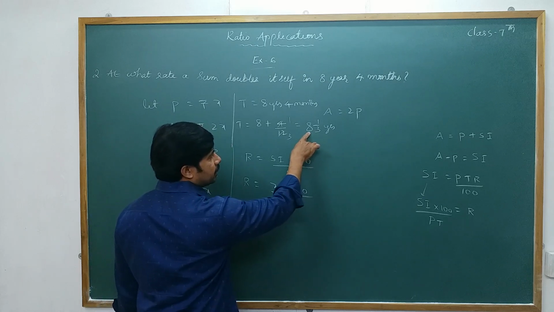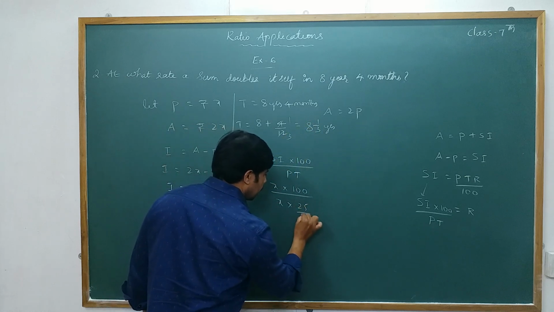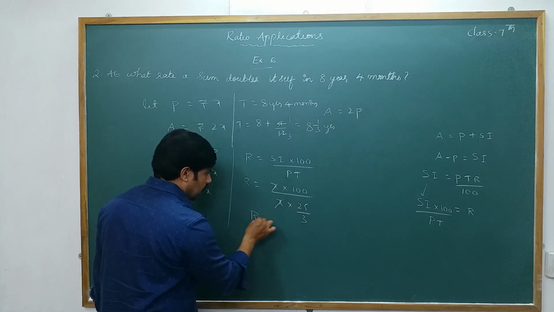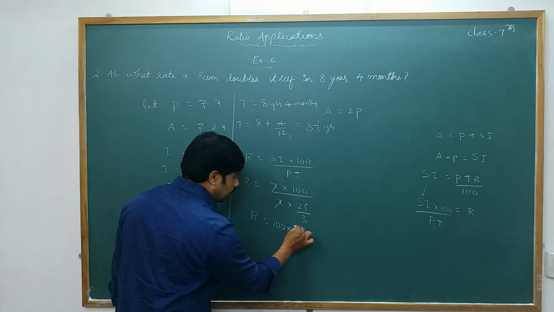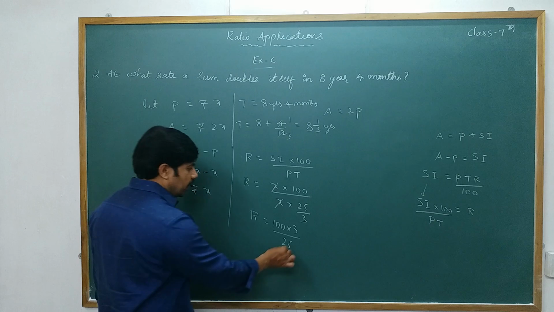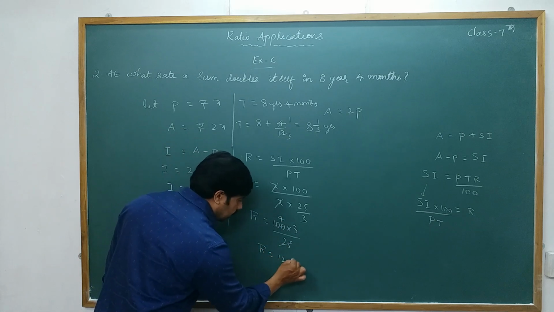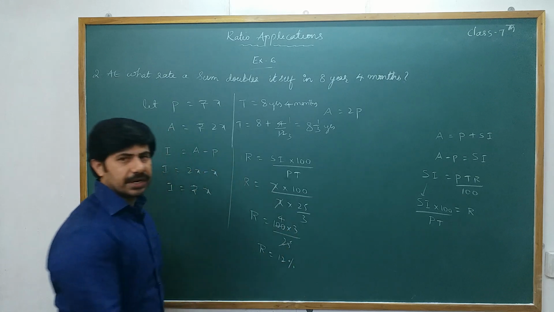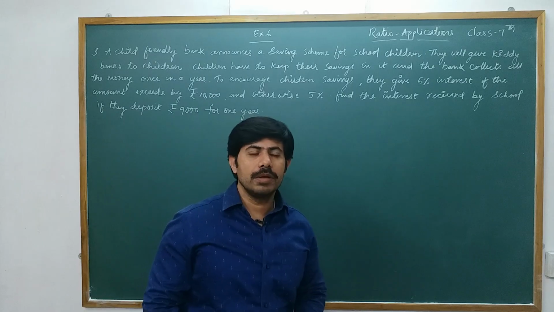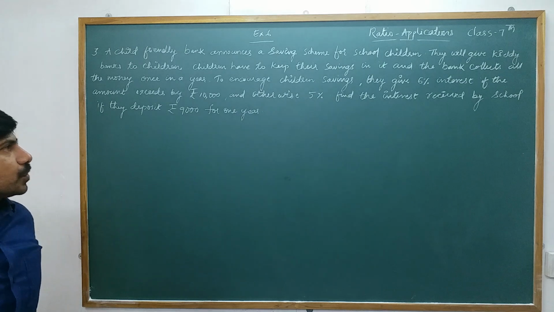8 1 by 3. 8 threes are 24. 24 plus 1 is 25 by 3. So here X cancels. R is equal to 100 into 3 by 25. That 3 goes to the numerator. So 25 ones are 25, 25 fours are 100. So what is R? R is nothing but 12%. So what is the rate of interest we have? 12%.